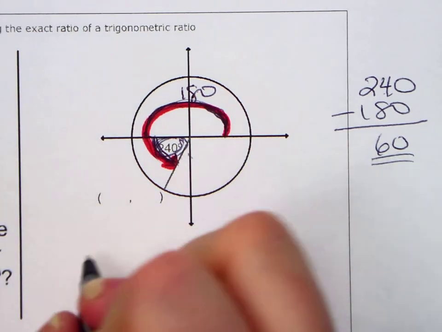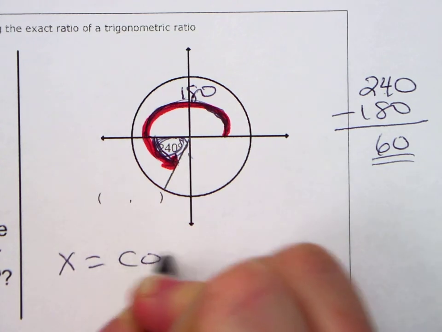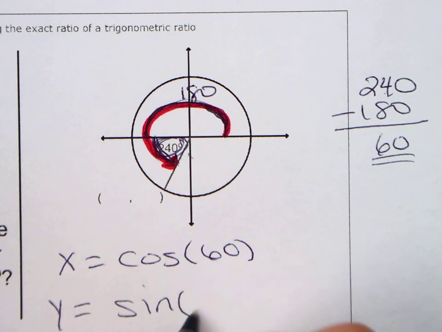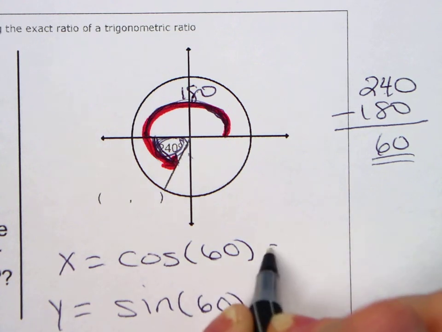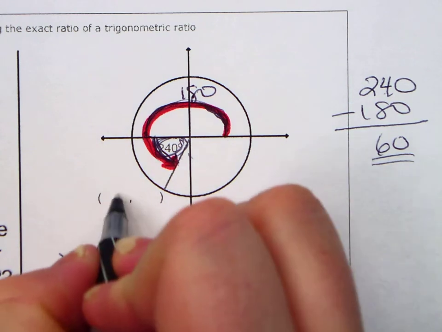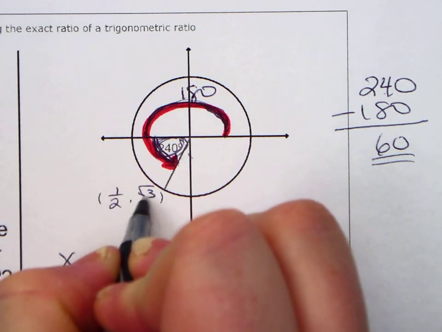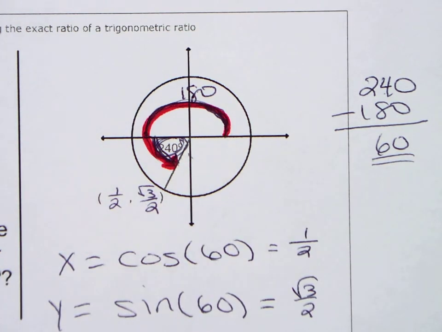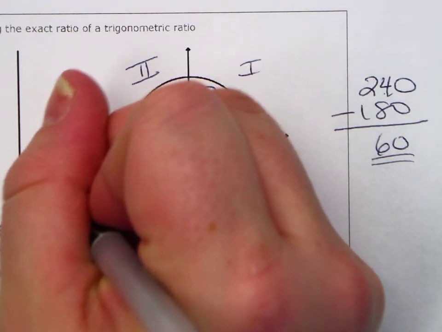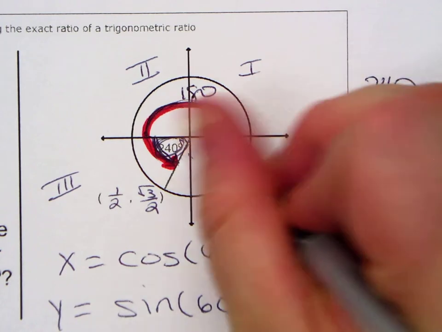Right? So x equals cosine of 60. Y equals sine of 60. It's your 1/2 and your radical 3 over 2. 1/2, radical 3 over 2. But which quadrant are we in? 1, 2, 3, 4. We're in quadrant 4.